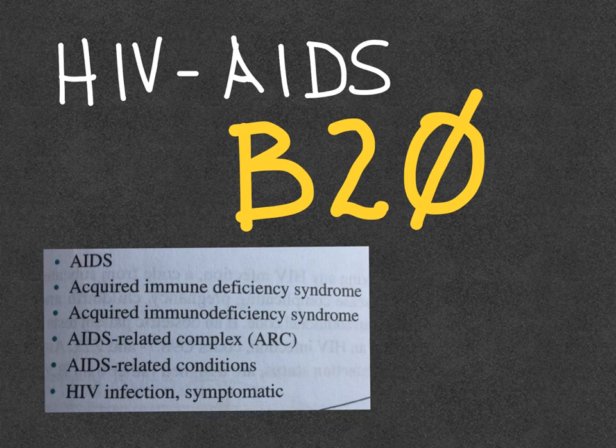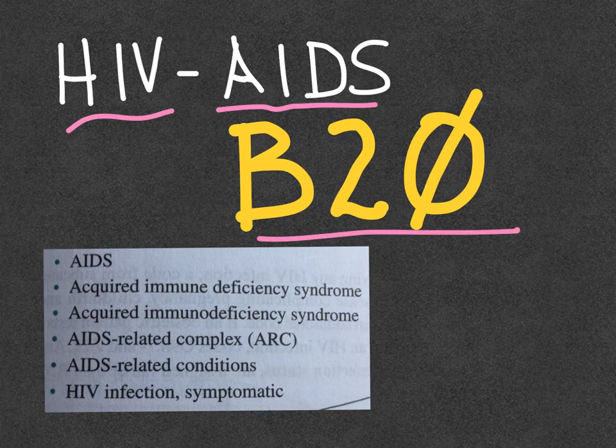Another item to keep in mind in this chapter is the coding of HIV or AIDS. Code B20 can be assigned for all types of HIV infections. So here's a list of the ways HIV and AIDS are commonly documented in the record. Any of these documentation phrases can be used to pull in this code B20.